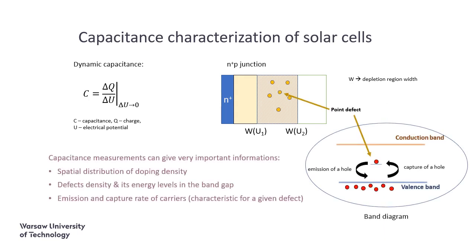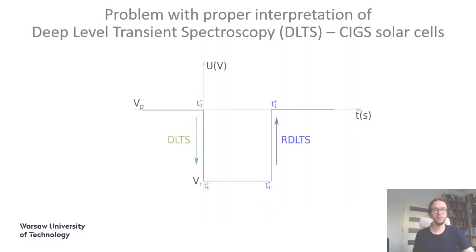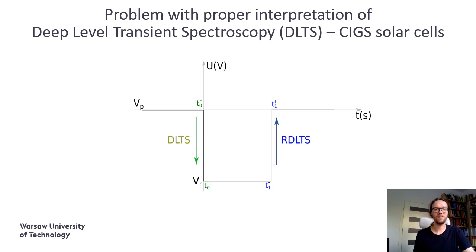In some cases, there exist point defects in the structure which can influence our measurement. For example, they can capture or emit a hole. If we investigate our experimental signal, we can gain a lot of information about what's going on inside the device. I use Deep Level Transient Spectroscopy, and the idea behind this experiment is very simple. You just apply some voltage, and then you look at what happens with the capacitance.